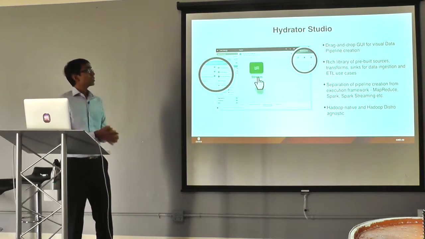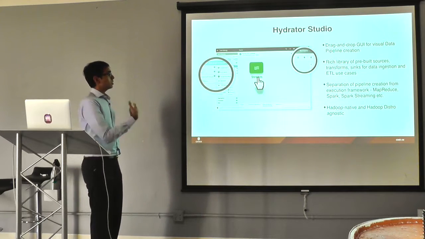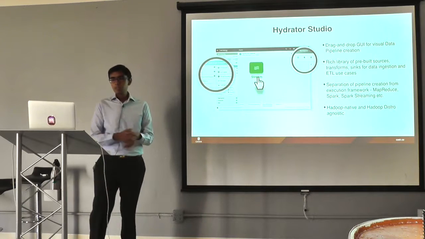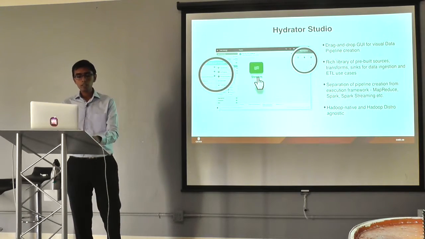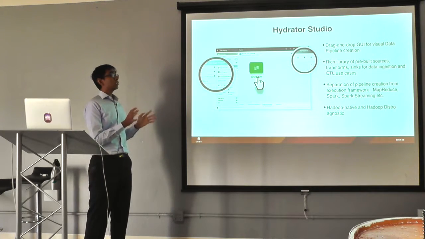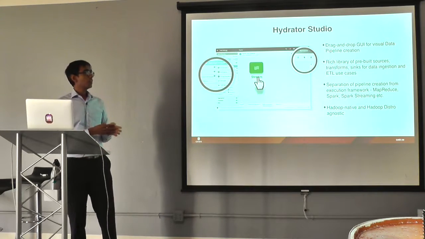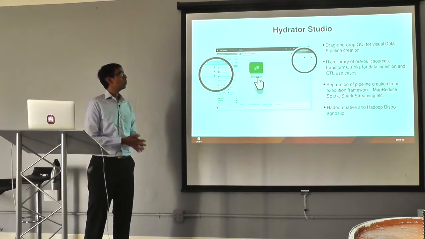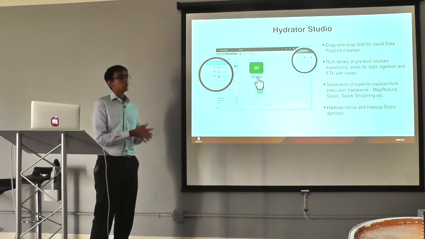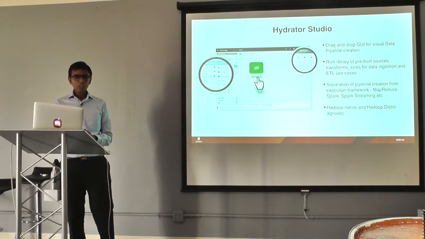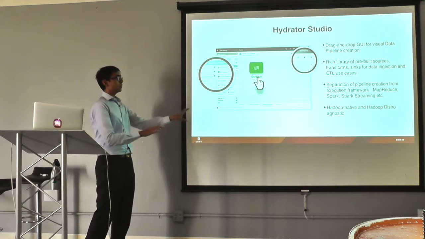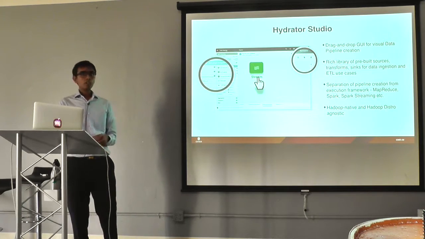As you saw, the UI that we used to create these logical Hydrator pipelines is called Hydrator Studio. It's a drag and drop graphical user interface for creating data pipelines. We already have a rich library of pre-built sources, transforms, and more. We used a very small subset of that for this demo, but if you explore it yourself, there are a lot of different sources and transforms that you can use. And as you saw, pipeline creation is separate from choosing the execution framework. So that's independent.